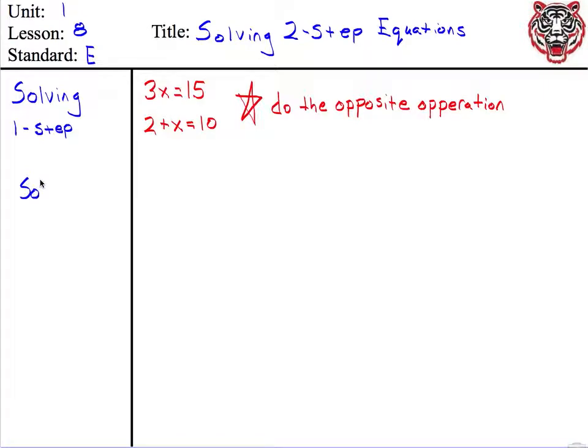So, solving two-step. Two-step means I'm doing multiplication and addition, or it means I'm doing division and subtraction. I'm mixing up addition with multiplication. So what does that look like? Let's give ourselves another example. Something with two-step would look like this: 3x plus 2 is equal to 17. I have both addition and multiplication, so there are 2 steps to solve this.